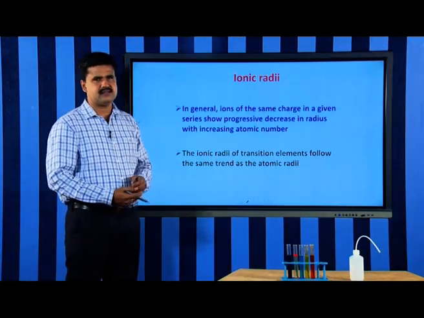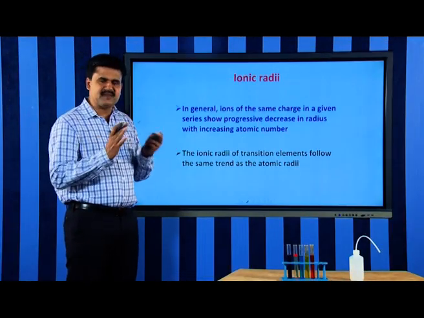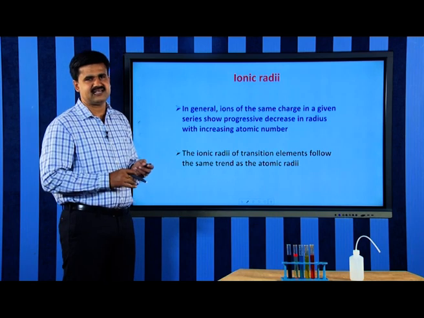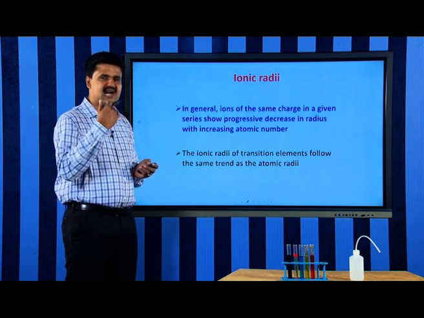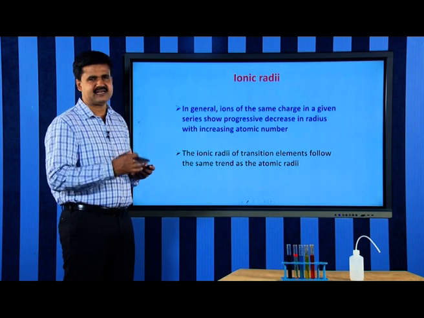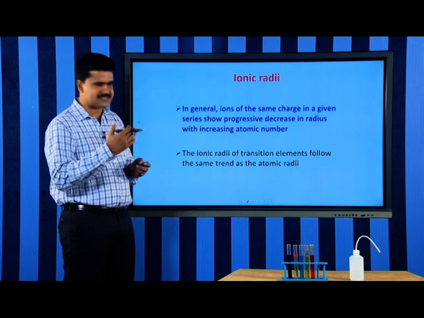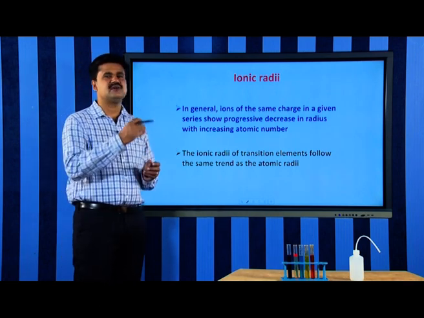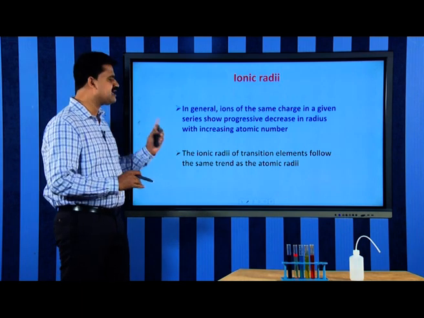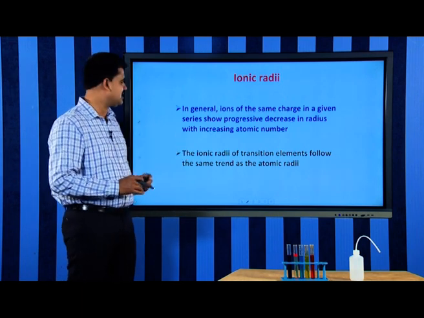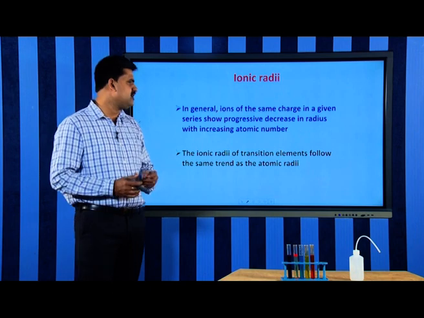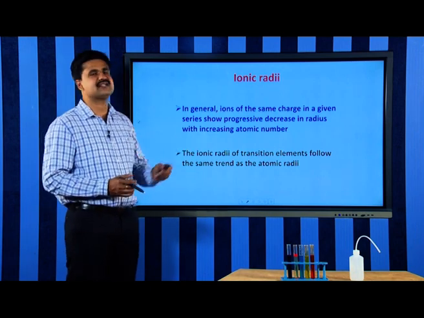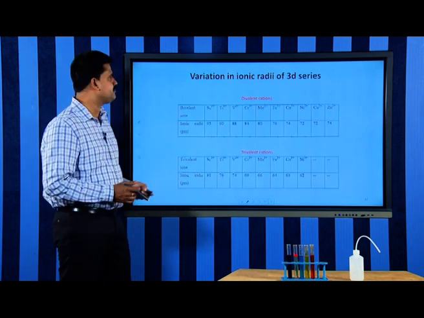Ionic radii. It is showing a similar trend as that of atomic radii. That is, atomic radii decrease along a period. As we move from left to right across a period, atomic radius shows gradual decrease. Ionic radius also shows the same type of gradual decrease. The ionic radii of transition elements follow the same trend as in the case of atomic radii.